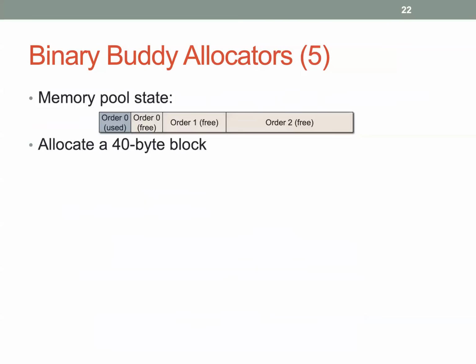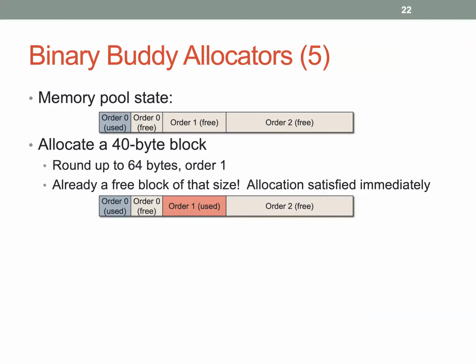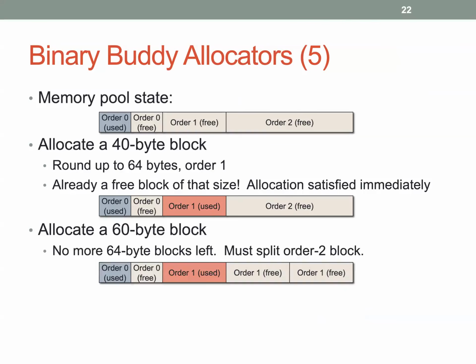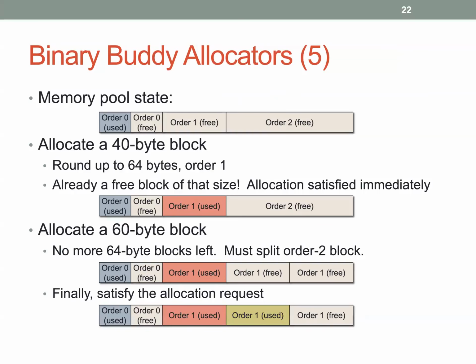Okay, so this is our memory pool state. We allocate a 40-byte block. Remember, our order 0 size is 32 bytes, so we can't satisfy it with an order 0 block, but we have an order 1 block. So we go ahead and do that. If we allocate a 60-byte block, that is still order 1. So we need to split the right order 2 block, and we just go ahead and use the left order 1 block. So we end up with a pool like this.